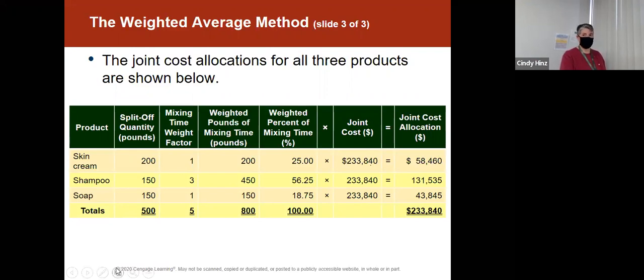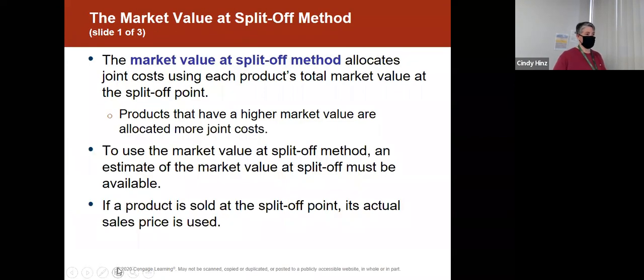All right. Any questions before we move on to our third method? Our next method is the market value at split off method. And this is going to be in exercise 9, the market value at split off.